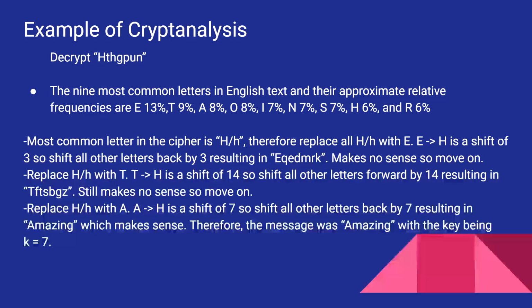An E shift to H is a shift of 3, so all of the letters get shifted by 3, resulting in E, Q, E, D, M, R, K, which makes no sense, so we move on. We replace H with T, and a T shift to H is a shift of 14, so we shift all the letters forward by 14, resulting in T, F, T, S, B, G, Z. Still, it makes no sense, so we move on. We replace H with A, and a shift from A to H is a shift of 7. So we shift all the letters back by 7, resulting in amazing, which makes sense. Therefore, the message is amazing, and the key is K equals 7.